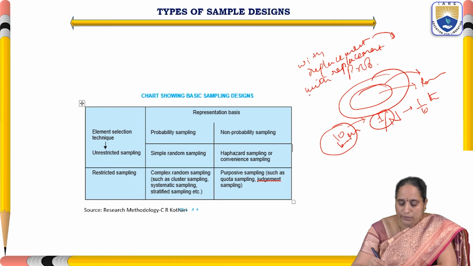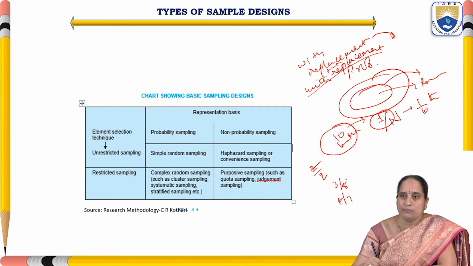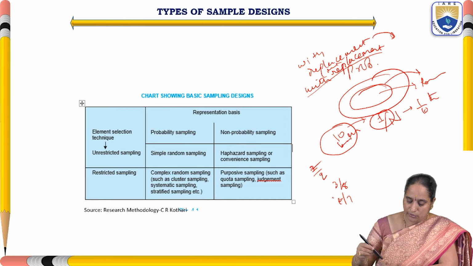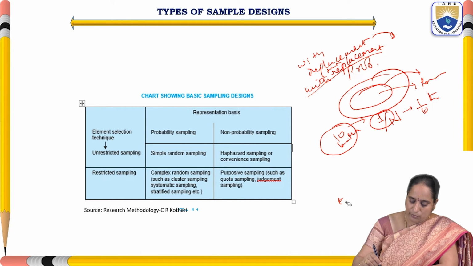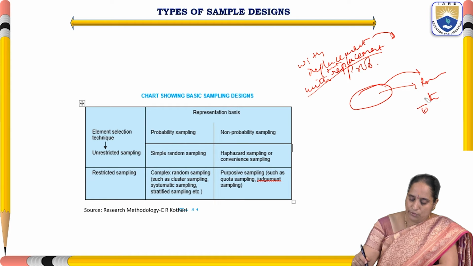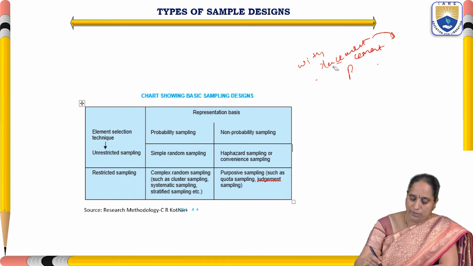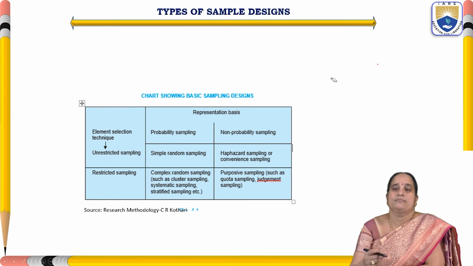But coming to without replacement, once you remove one ball from the bag, you will have 1 by 9. Already we have taken one ball from the bag, so 2 by 9, next 3 by 8, next 4 by 7, like this. Every time, without replacing the ball, you are picking one ball. So it differs how you select the sample by using random or non-random techniques.